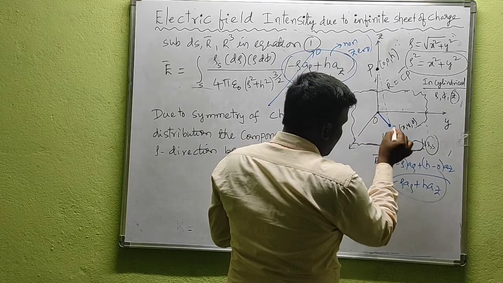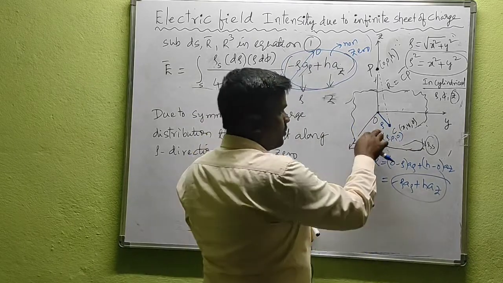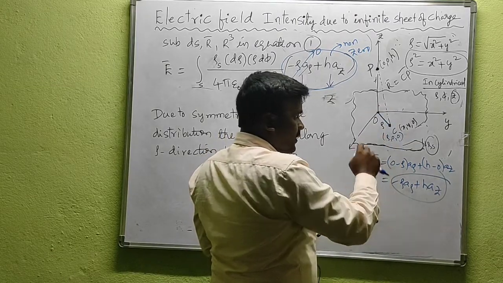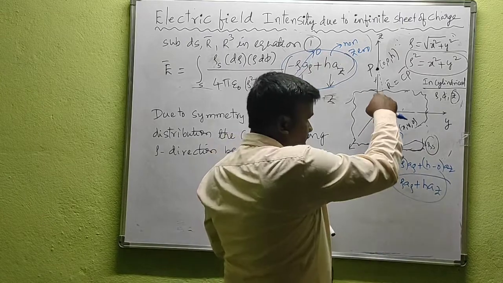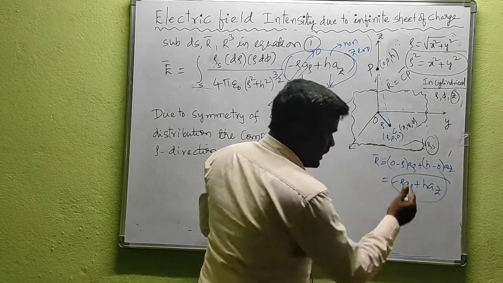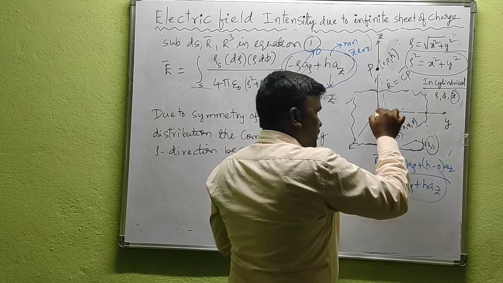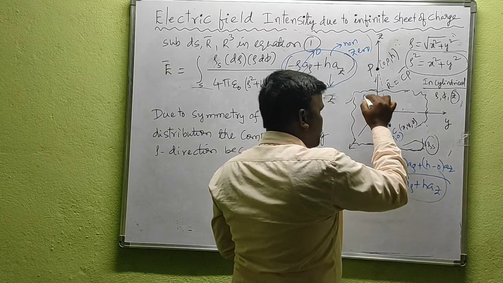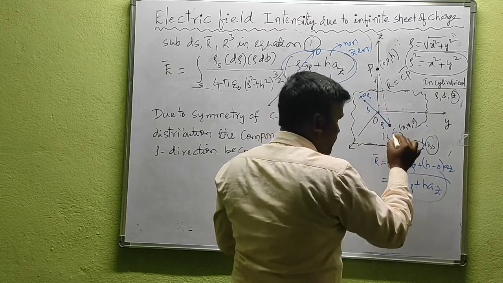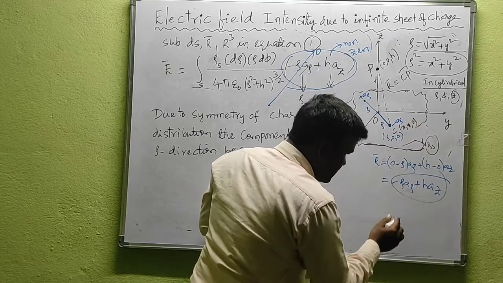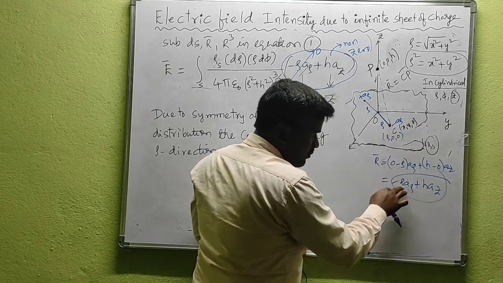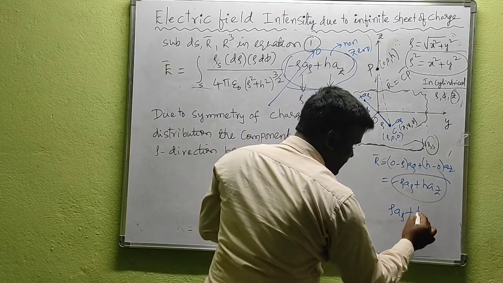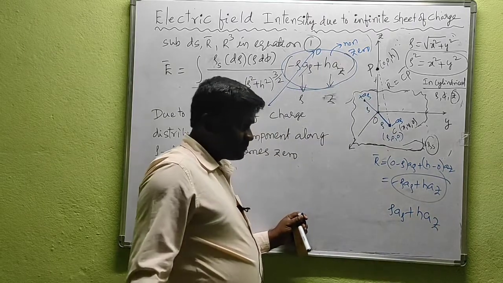Here we have a component, and that component is nothing but the radial component rho. That means it is the radius of the cylinder, or else it is a radial component rho. In this direction we have rho along a negative arrow, whereas in this direction, with the same distance, we have the rho component with a positive arrow. That means if I take the source point here, I will get minus rho a rho plus h a z. If I take the source point here, I will get rho a rho plus h a z. Means what?